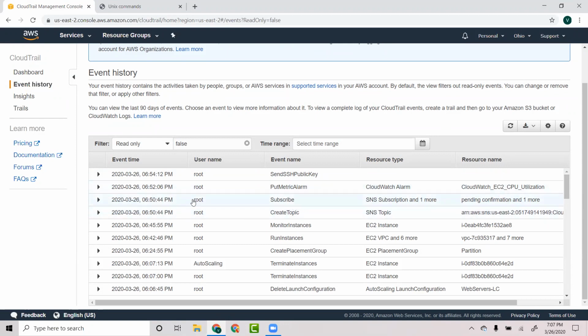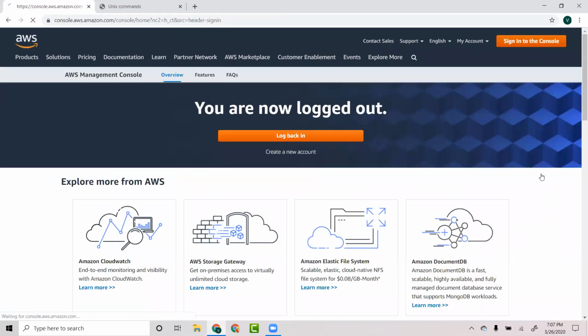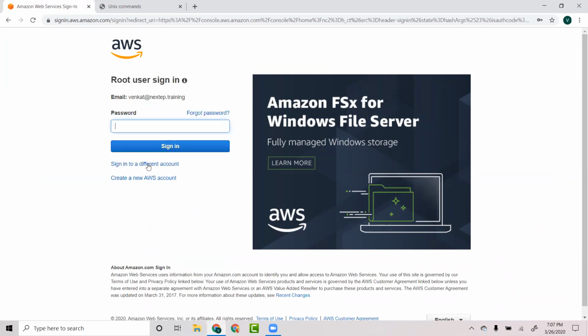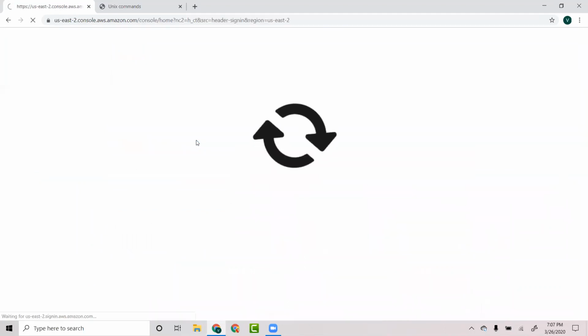When you say root username, I want you to understand from both the AWS usage perspective and your certification perspective. When we say root account, what we are saying here is, log into this one, sign out here. So sign back in, and then it's saying root user. When you say root user, you're using your email ID and password. Email ID, and then I'm using my password. Okay, this is my root account.